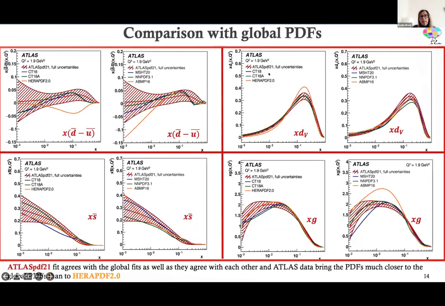And let me finally present the result of the ATLAS fit with full uncertainty, again in red, compared with global PDF fits. We see that the ATLAS fit agrees with the global PDF fits as well as they agree with each other. Moreover, the ATLAS data bring the PDF much closer to the global PDFs than the HERAPDF 2.0 shown here in orange.